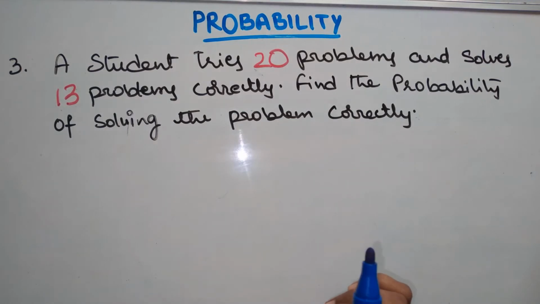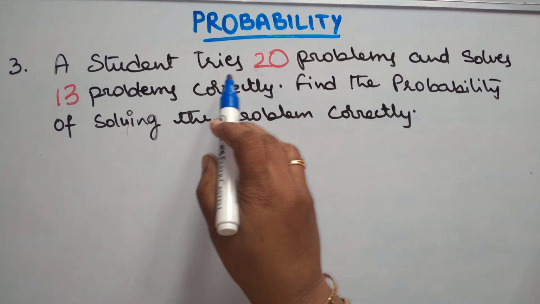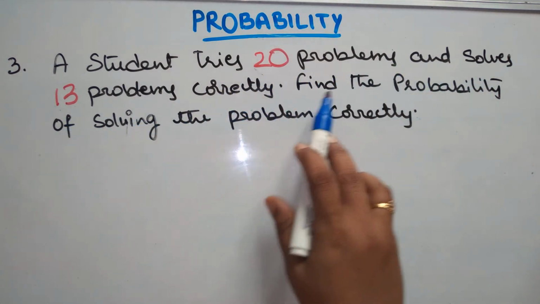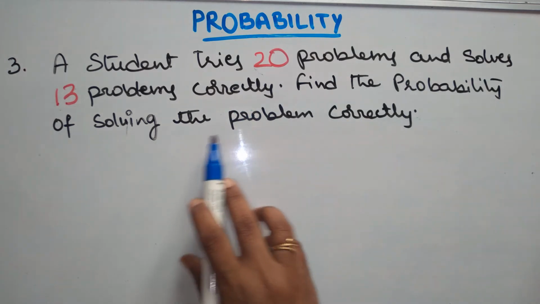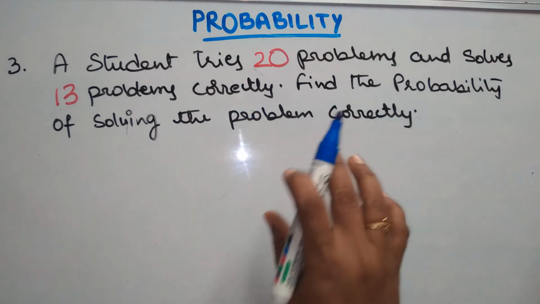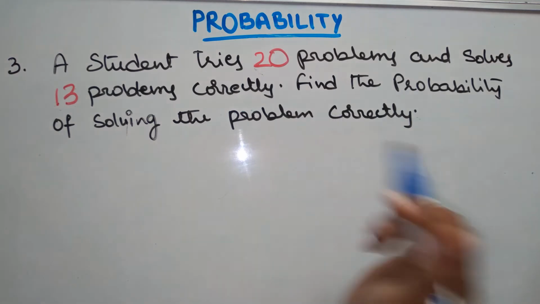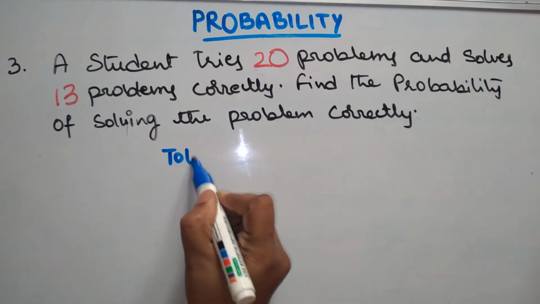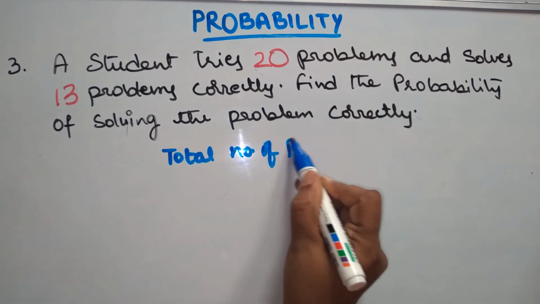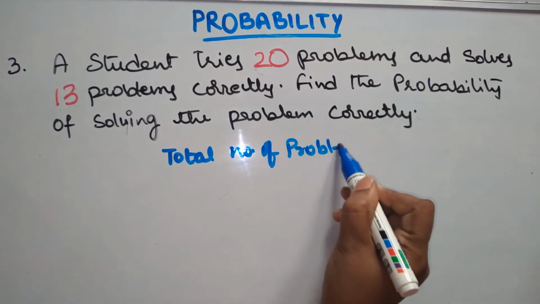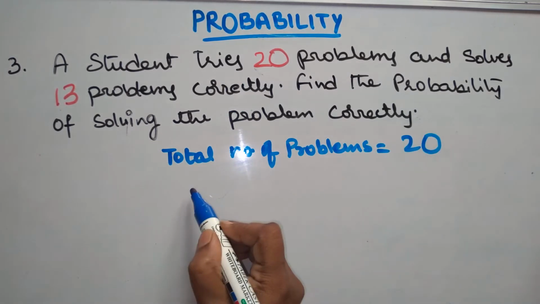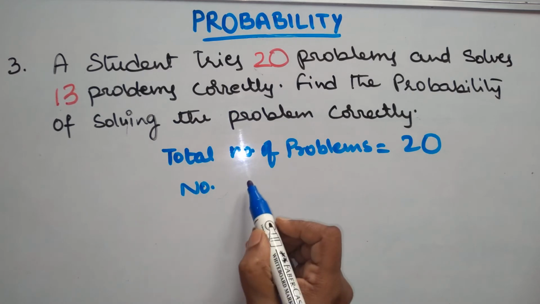So let us see the third problem. A student tries 20 problems and solves 13 problems correctly. Find the probability of solving the problem correctly. Okay. So what is the given data here? The total number of problems. How many total number of problems are there? 20.